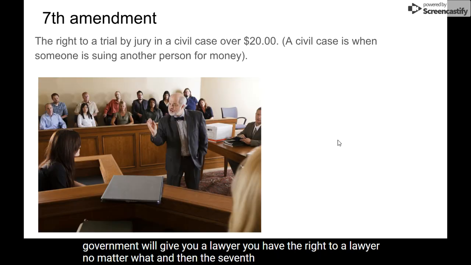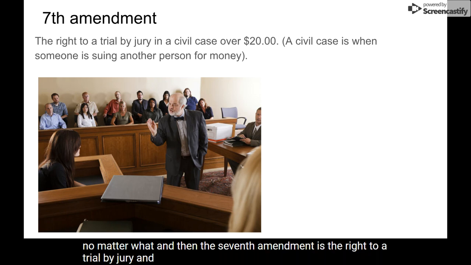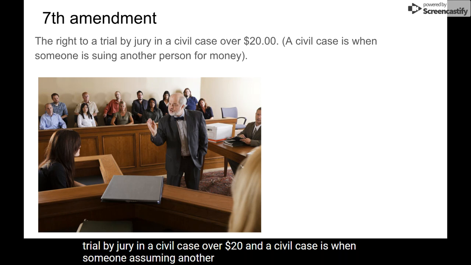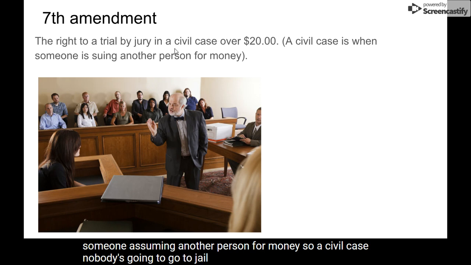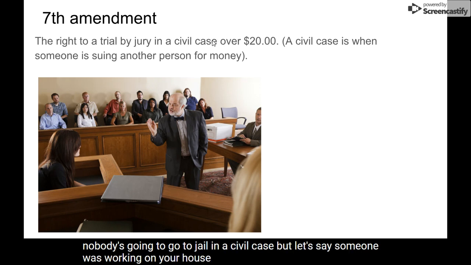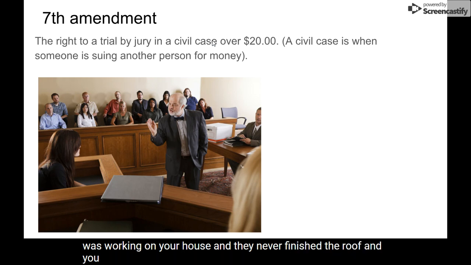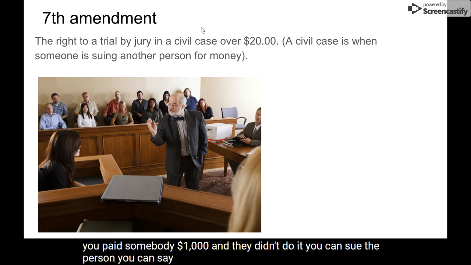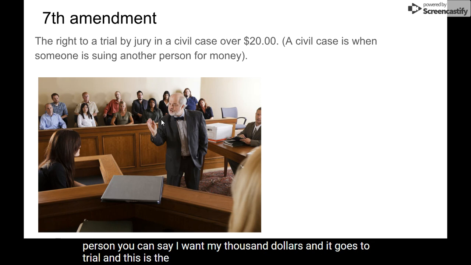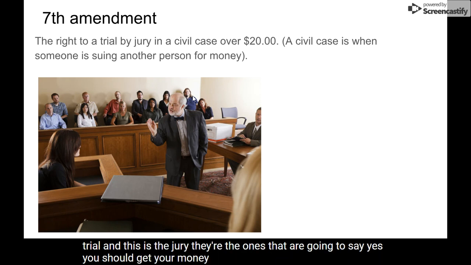And then the Seventh Amendment is the right to a trial by jury in a civil case over $20. And a civil case is when someone is suing another person for money. So a civil case, nobody's going to go to jail in a civil case. But let's say someone was working on your house and they never finished the roof and you paid somebody $1,000 and they didn't do it. You can sue the person. You can say, I want my $1,000. And it goes to trial. And this is the jury. They're the ones that are going to say, yes, you should get your money back, or no, you don't get your money.